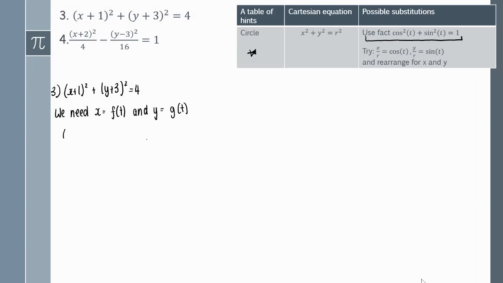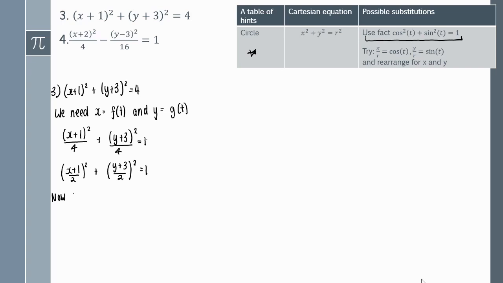So I want my circle to look something like something squared plus something squared equals 1. To do that, I'm going to divide both sides of my Cartesian equation by 4. So I'll get x plus 1 squared all over 4 plus y plus 3 squared over 4 equals 4 divided by 4 is 1. Now, because I want something squared plus something squared, I'm going to rearrange this, and I could have x plus 1 all over 2 squared, right? That's the same thing as the above line, plus y plus 3 all over 2 squared equals 1.